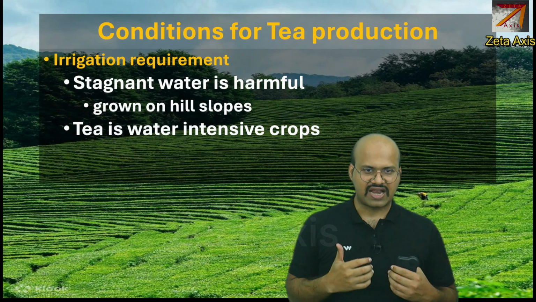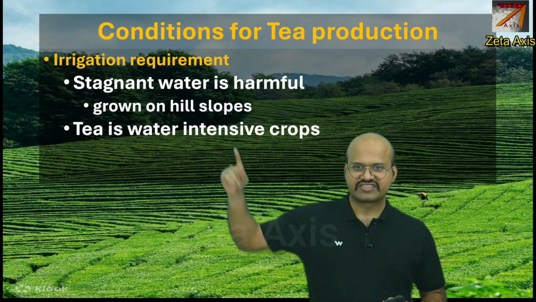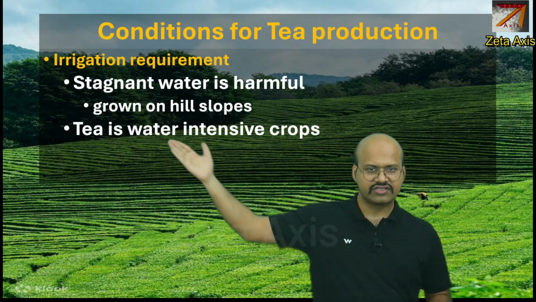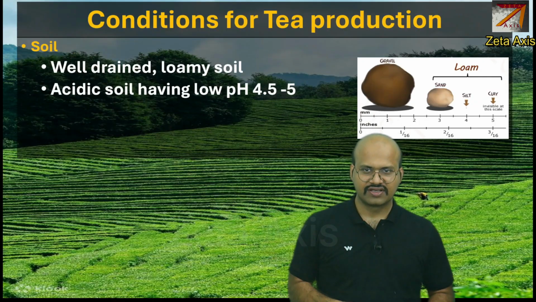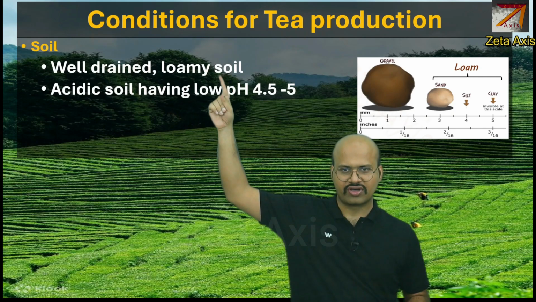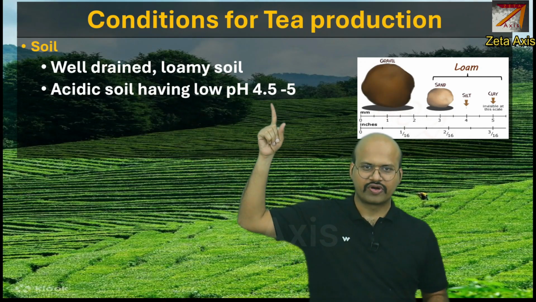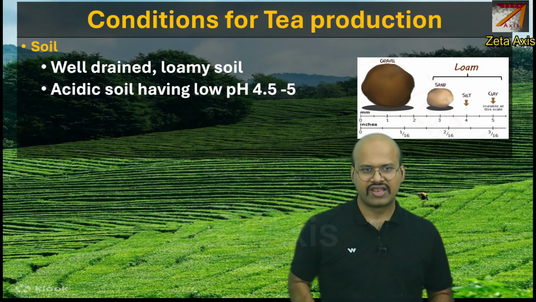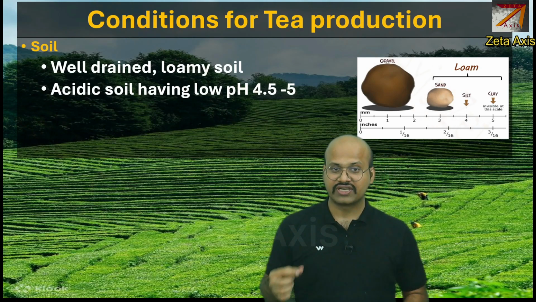It requires a large amount of irrigation, but stagnant water is harmful. Tea is a water intensive crop, we have already seen, and it requires well drained loamy soil, acidic soil having pH 4.5 to 5. So it likes acidic soil, and that is the reason it is not grown in South India. Now these are the regions we can see where tea is grown.